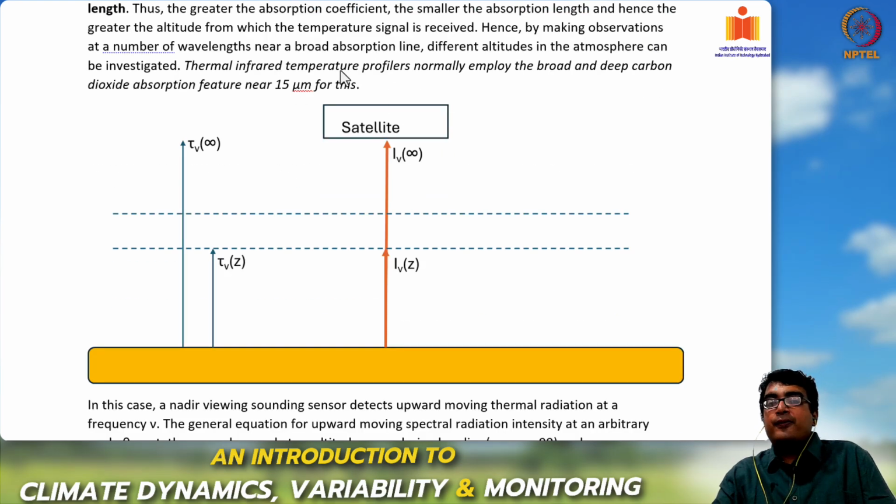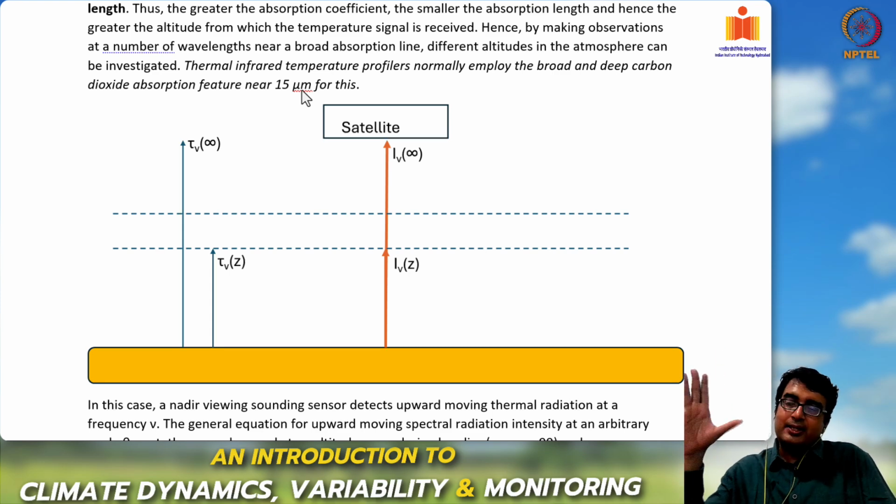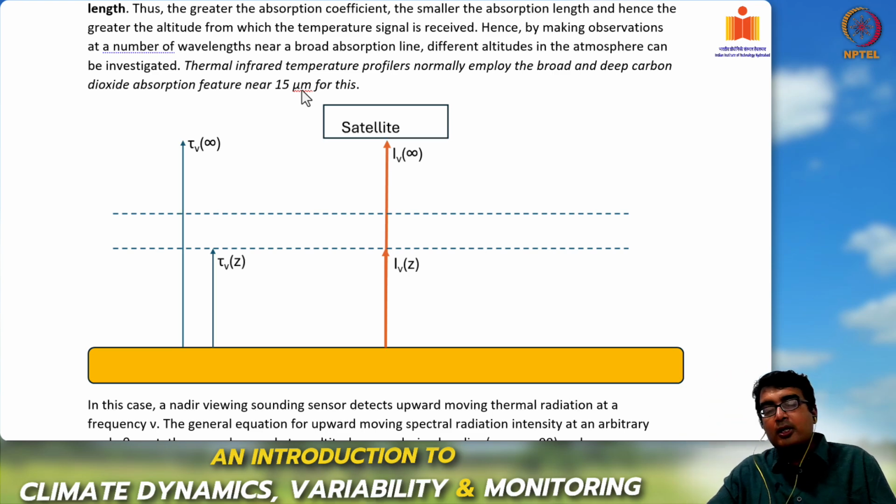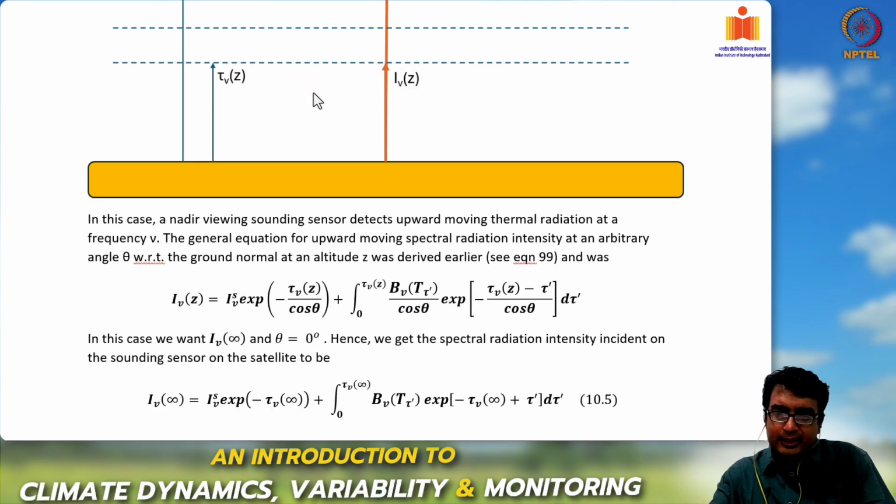The thermal infrared temperature profilers normally employ the broad and deep carbon dioxide absorption feature near 15 micrometers for this scanning. So on either side of the 15 micrometer region, the absorption length varies as we move away from the completely absorbing case to partial absorption. So there we can change the frequency by a little bit to get varying absorption optical thicknesses and get different temperature profiles. Okay. So let's look at the theory in a little bit more detail.